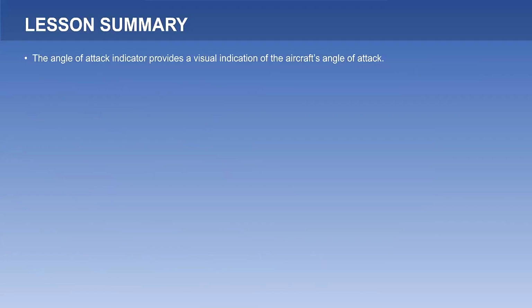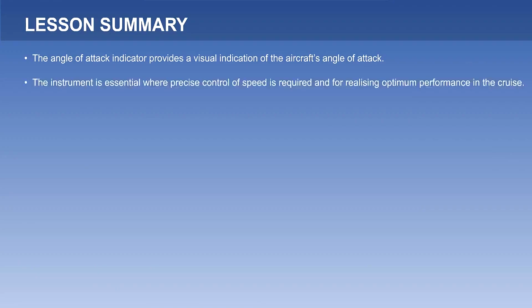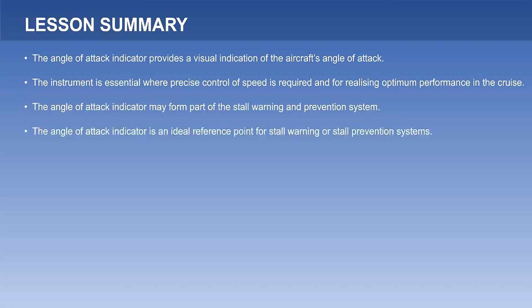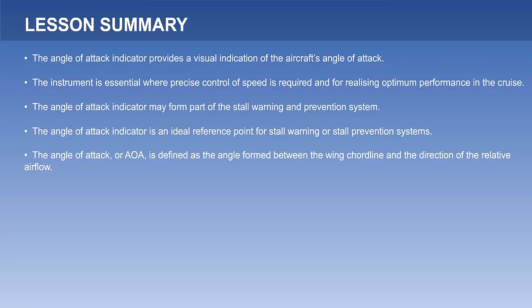The angle of attack indicator provides a visual indication of the aircraft's angle of attack. The instrument is essential where precise control of speed is required and for realizing optimum performance in the cruise. The angle of attack indicator may form part of the stall warning and prevention system. The angle of attack indicator is an ideal reference point for stall warning or stall prevention systems. The angle of attack or AOA is defined as the angle formed between the wing chord line and the direction of the relative airflow.